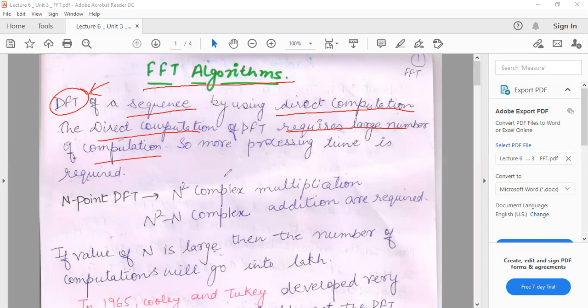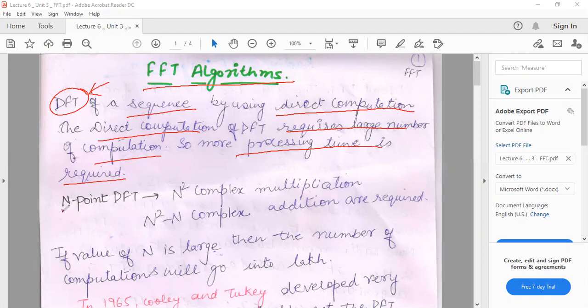So to perform the large number of computations and iterations, we need large processing time. Okay, and also we need processors of high speed and high capacity. So this is one limitation of DFT, or you can say this is one such fact about DSP, which has led to the development of some fast algorithms, which we also call fast Fourier transform algorithms, which we will be discussing in today's lecture.